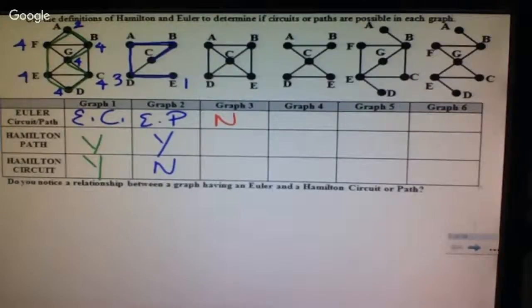However, do I have a Hamilton circuit or path? Can I touch every dot and make its way back home? Yes. I can leave A. There's a whole bunch of different ways to do this. So yes, there's a circuit, and if there's a circuit, there's automatically a Hamilton path. Again, you would just stop a dot early to make it a Hamilton path instead of a circuit.